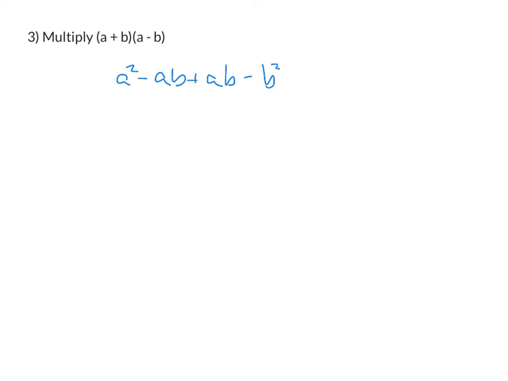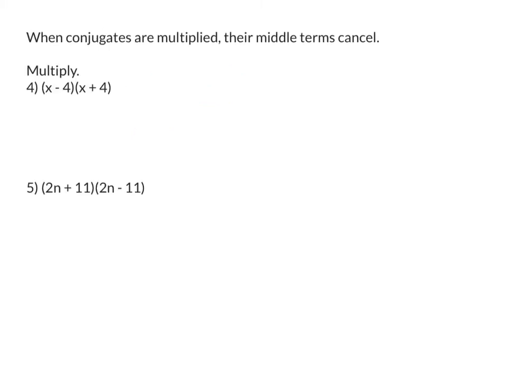And now, what we do when we combine like terms, a negative ab and a positive ab, they are opposites of each other. So if we add opposites, they cancel. A negative and a positive version of the same thing just go to 0. So we end up with just a squared minus b squared. So the big thing to note here is that when multiplying conjugates together, their middle terms are going to cancel.